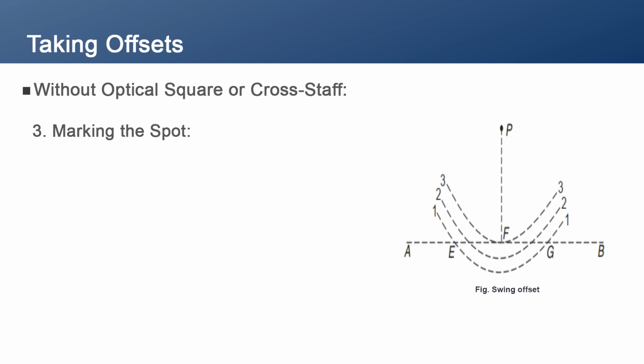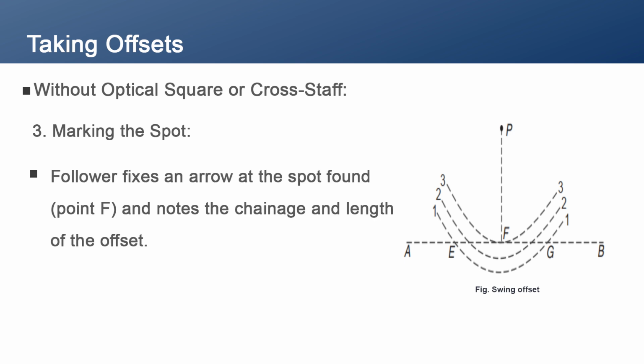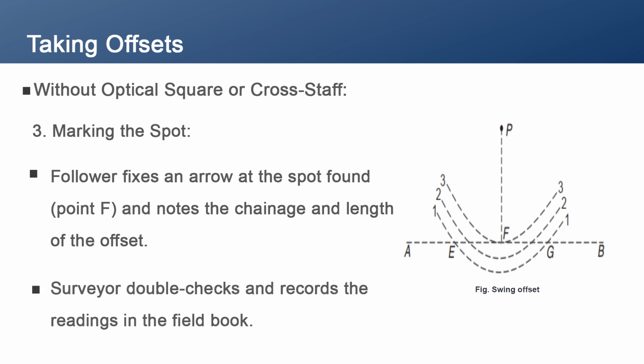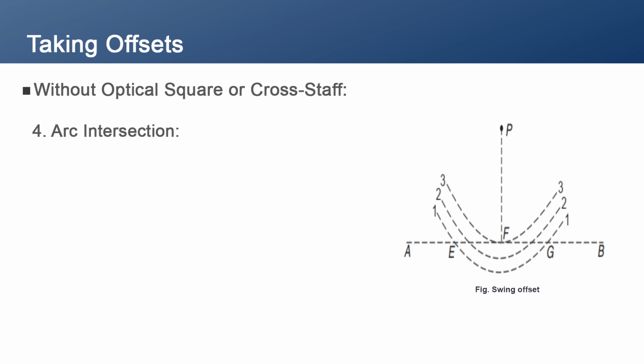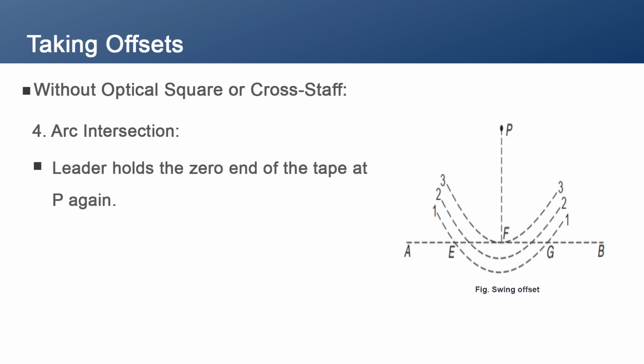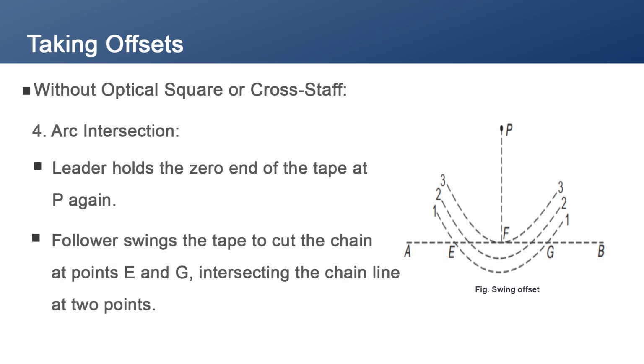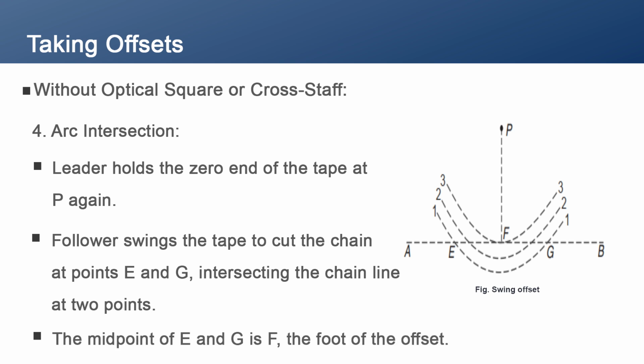Next, marking the spot. The follower then fixes an arrow at the spot found. Let us call it point F, and notes the chain edge and the length of the offset. The surveyor double checks everything and records it in the field book. Fourth is arc intersection. To refine it, the leader holds the 0 end at P again, and the follower swings the tape to cut the chain at points E and G, intersecting the chain line at 2 points. The midpoint of E and G is F, the foot of the offset.